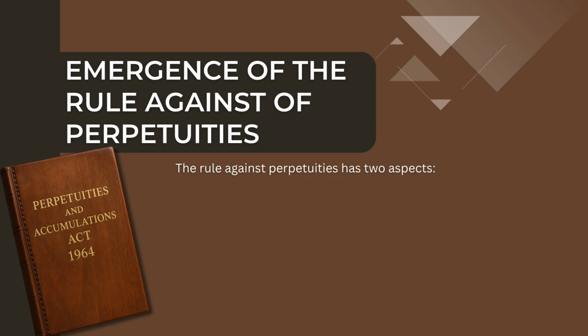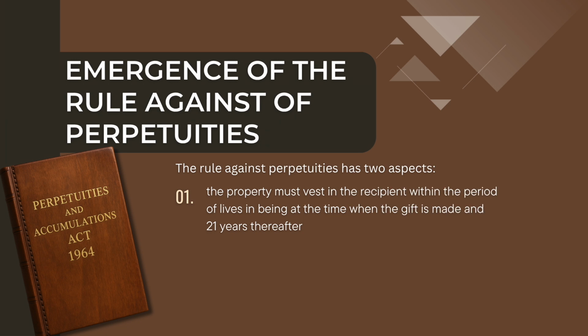The rule against perpetuities has two aspects. Firstly, the property must vest in the recipient within the period of lives in being at the time when the gift is made and 21 years thereafter.